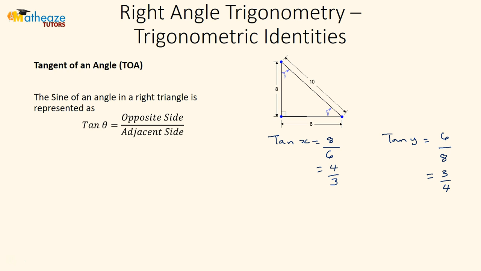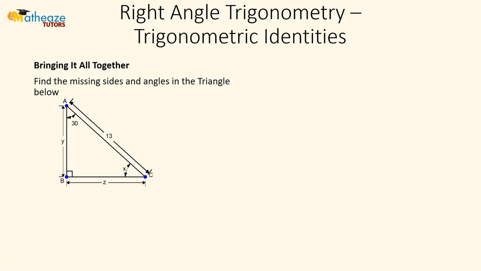So when you bring it all together, you have what we call SOH, which is sine opposite over hypotenuse, CAH, which represents cosine adjacent over hypotenuse, and then TOA, tangent opposite over adjacent. Now what we're going to do here is try to find the values of the missing sides and angles.